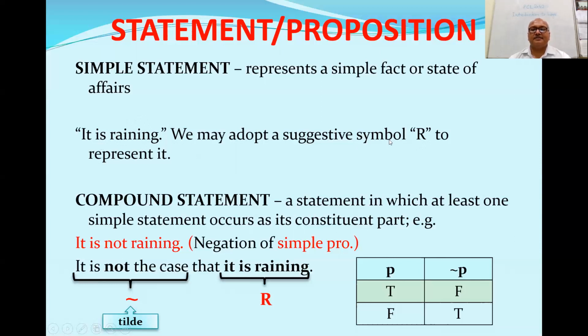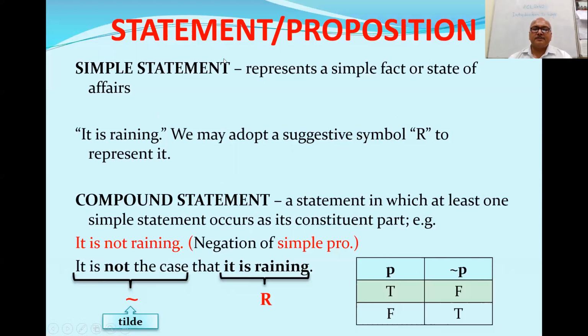So it is raining. For that, we have adopted the R symbol. Similarly, Mohan is a boy, Kavita is a student, or Jammu is a city. You can just consider any simple statement and choose a convenient symbol to represent that statement. So this is the way we represent a simple statement in symbolic form.